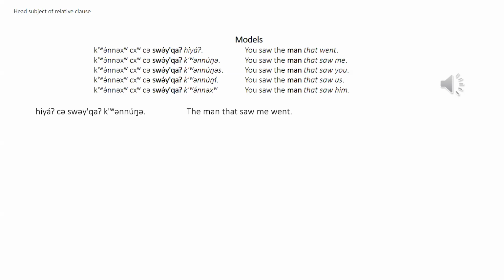In English, it is common to have a relative clause in the subject of a transitive main verb. For example, the man that went saw me. The main verb of this English sentence is saw, and its subject is the man that went.